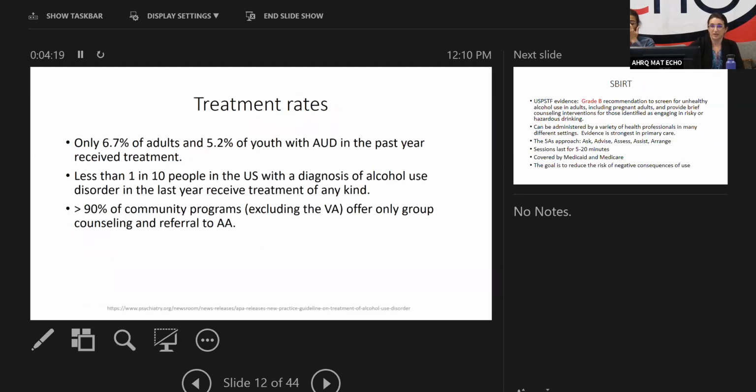So let's talk briefly about treatment rates. Only about 6.5% of adults and 5% of youth with alcohol use disorder in the past year in our country received treatment. Less than 1 in 10 people in the US with a diagnosis of alcohol use disorder received treatment of any kind in the last year. And treatment is primarily counseling and referral to groups. So over 90% of community programs, excluding VA programs, this is the principal treatment. So again, not necessarily involving the types of behavioral interventions that we'll bring up later or medications. So quite low treatment rates.